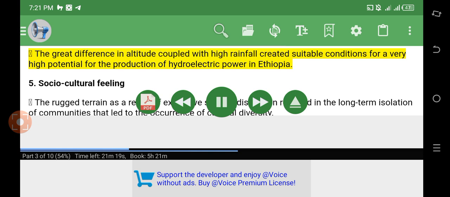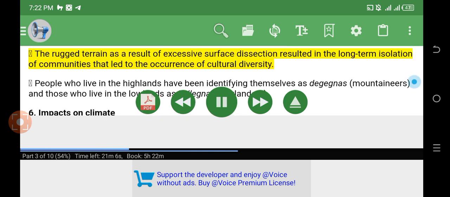5. Socio-cultural feeling. The rugged terrain, as a result of excessive surface dissection, resulted in the long-term isolation of communities that led to the occurrence of cultural diversity. People who live in the highlands have been identifying themselves as Degegnas, mountaineers, and those who live in the lowlands as Kolegnas, lowlanders.